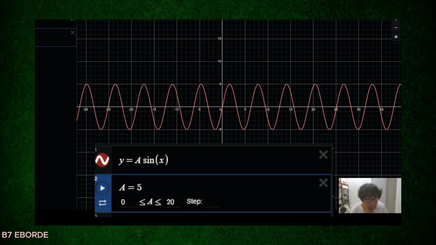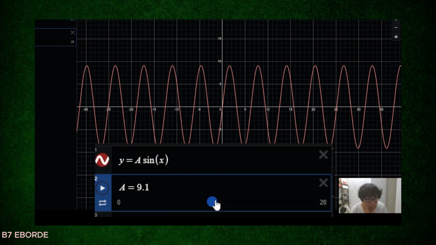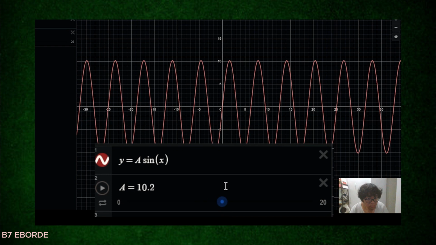and below the x-axis. If we adjust this slider in Desmos, we can change the amplitude because A corresponds with the amplitude of the wave. If we set it to, let's say, 10.2, the amplitude will be 10.2, meaning it reaches 10.2 units above and below.